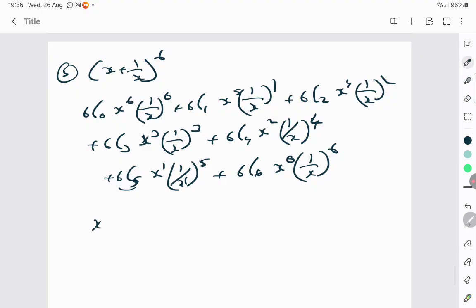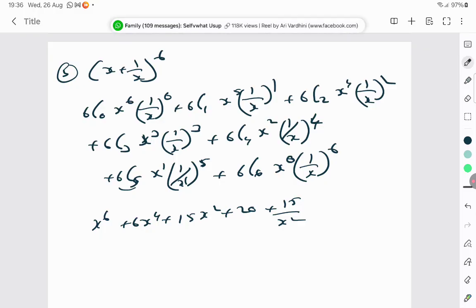It's as simple as that. It's x to the power 6 plus 6 x to the power 4 plus 15 x squared plus 20 plus 15 by x squared. This completes the first exercise. Just make sure you're thorough with this and let me continue with the next exercise in the next video.